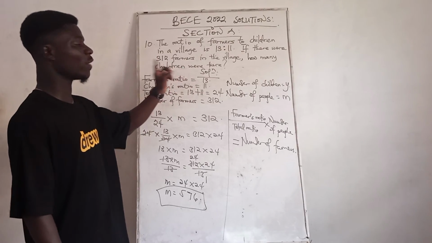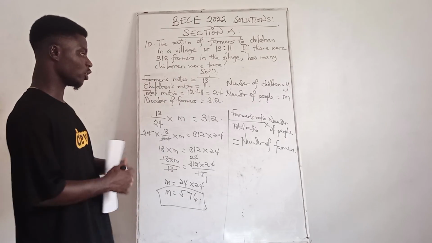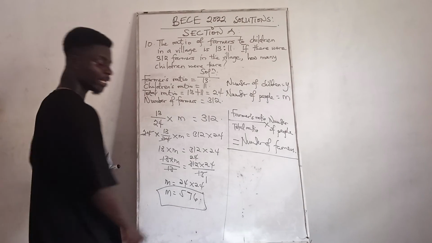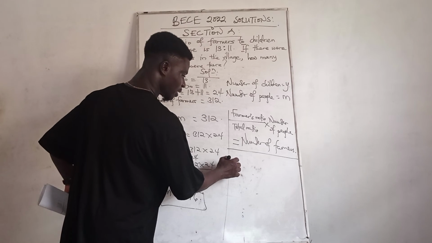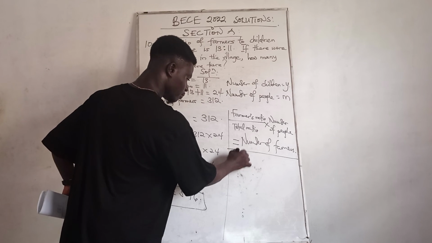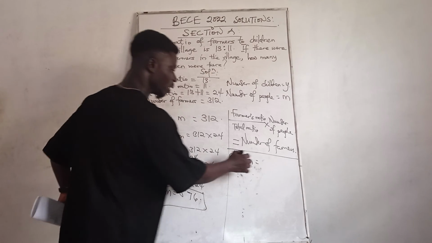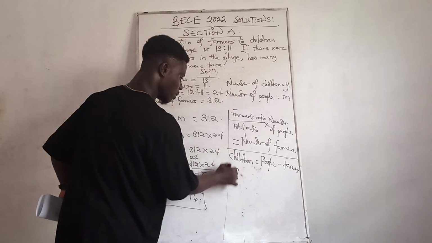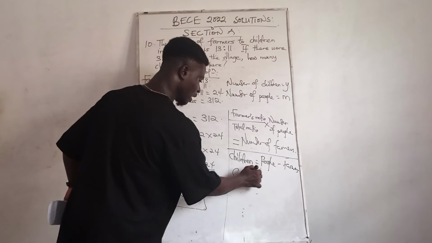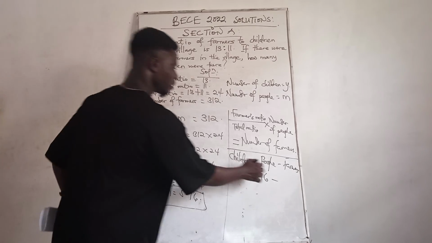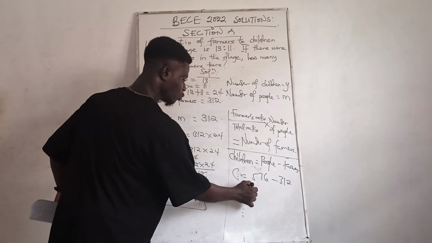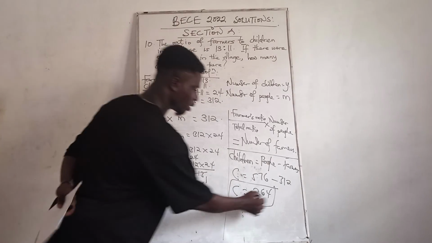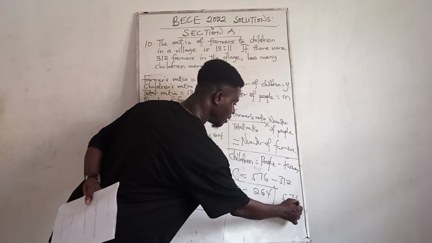Now the question says we should find the number of children in the village. So if you want the number of children in the village, knowing the number of farmers and the number of people, you just subtract, right? So children equals people minus farmers. My people is 576 minus my farmers is 312, which will produce 264. You can do the necessary calculation and see.